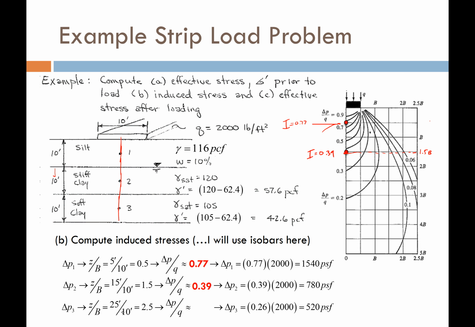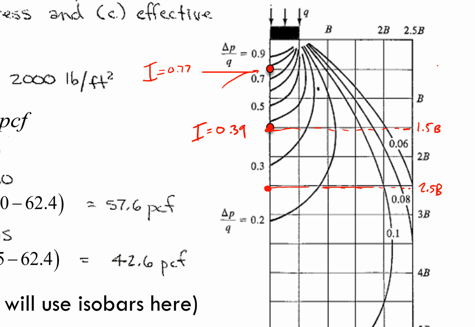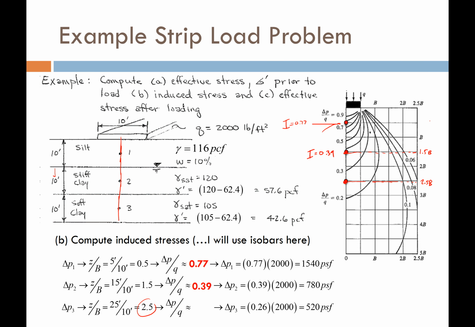For point number 3, I'm at a value of 2.5 times my footing width below, and directly beneath the center of my load again. Whoops, I'm not sure why that zoomed in. That was strange. Okay, when I do that, I get and interpolate an influence factor of about 0.26. And again, I'm just interpolating these from the influence factors that are plotted on the isobar chart.